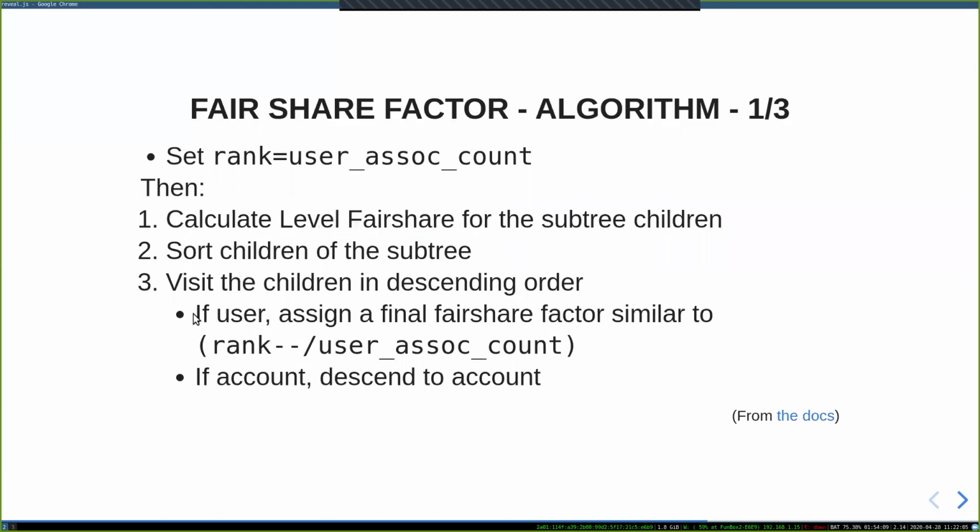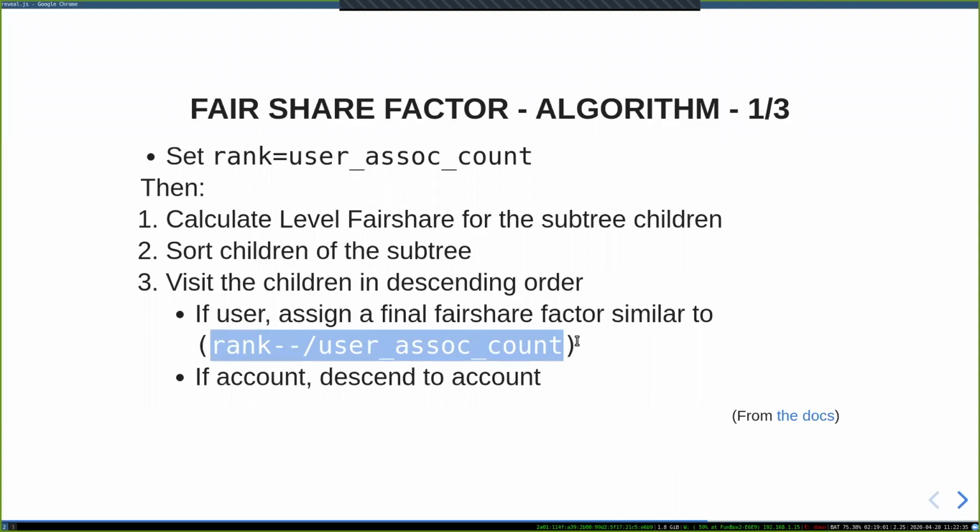We continue the recursion, but the recursion stops when we have a user, a leaf in our tree. When it stops, we assign to the association with the user a fair share factor, which is equal to this. As you may recall, I said that the factors need to be between 0 and 1, and the current algorithm shows that they are going to be between 0 and 1, because the maximum of this rank is going to be equal to the user association count, and this algorithm is going to stop at the last user association, and for this the rank is going to be 0. Okay, so this is the first bit of the algorithm.